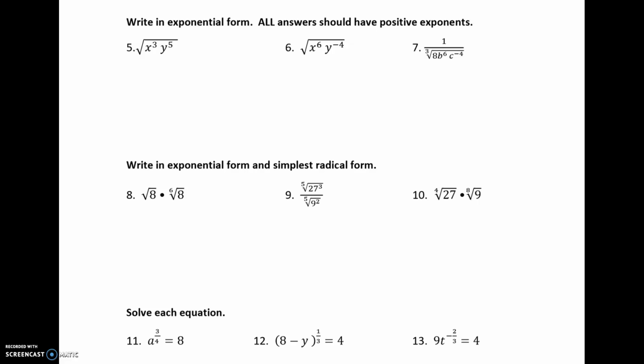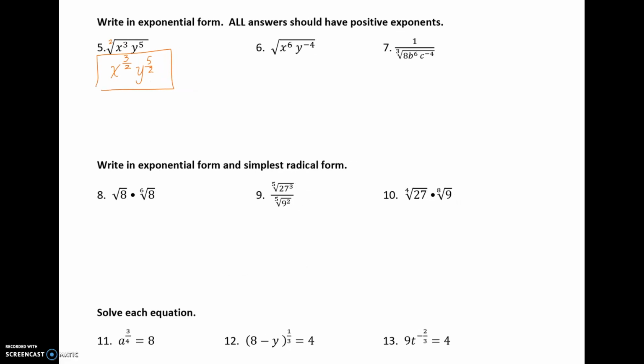So if there's nothing there, in this case it's a square root, there's a 2 there. So to take this out of radical form, this becomes x, the exponent's the numerator, the root is the denominator. So that's x to the 3/2, y to the 5/2. There's nothing else we can do with that, and we don't have any negative exponents, so we're done.